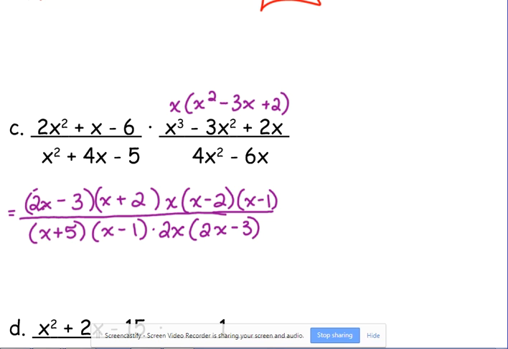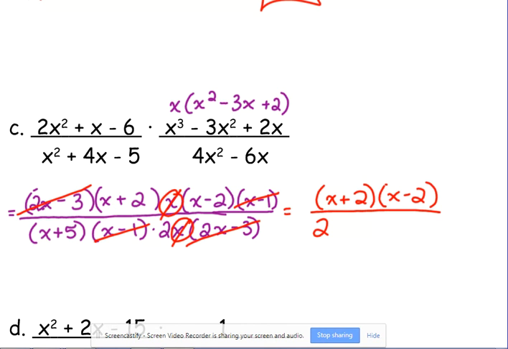All right, so let's cancel what we see in the numerator and in the denominator. 2x minus 3, top and bottom. X minus 1, top and bottom. We've got an x by itself on the top and on the bottom. So what do we have left? We've got x plus 2 times x minus 2 over, we put that GCF of 2, go ahead and move that to the front, times x plus 5. And that is it.